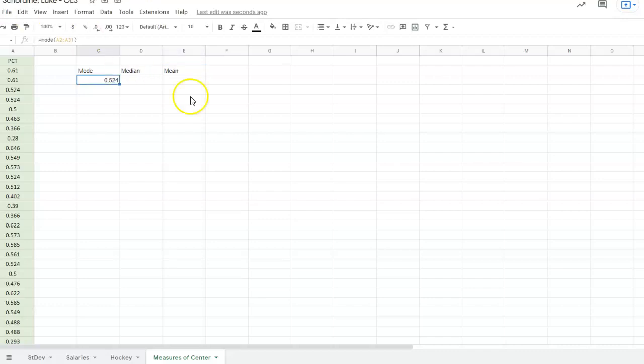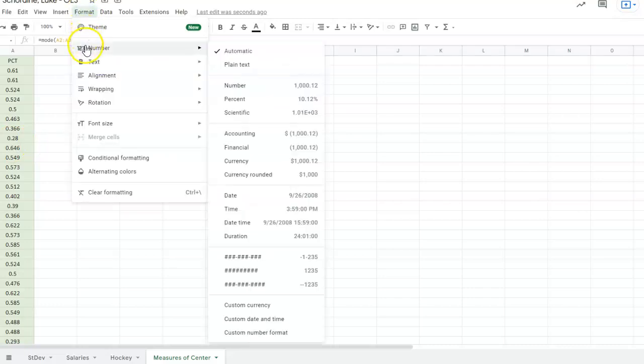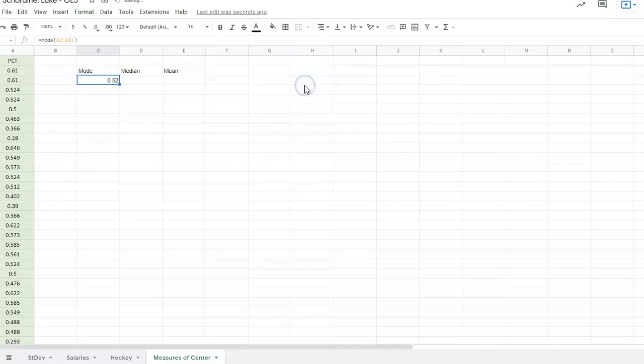Great. Now, one thing I do have to do to these data is round it to one decimal place. It says to do that using the format button. I'm going to show you how to do that with mode. Under format, I'm going to go to number, and then I'm going to go to number again. It tells me that it wants to structure this as a number, not as a percentage, not as scientific notation, but as a number. So that's what I want.